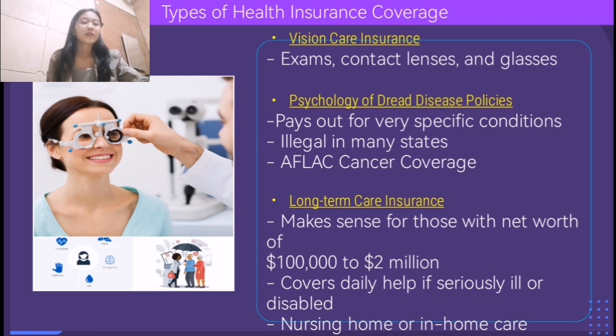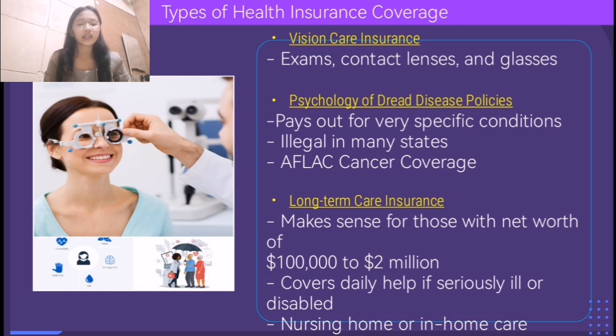So next is the dread diseases policy. This insurance is best for critical illnesses such as cancer, and the last one is the long-term care insurance. It provides coverage for the expense of daily health care that you may need if you become seriously ill or disabled and are unable to care for yourself.